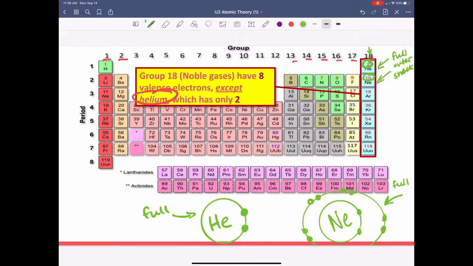All right, everything in group 18 has 8 valence electrons because their outer shell is full, except for helium, whose outer shell is full with just 2 electrons.